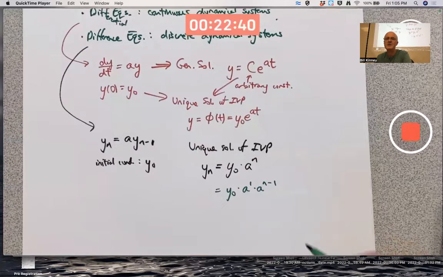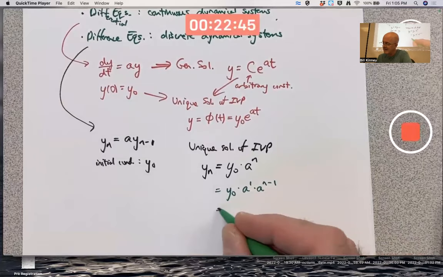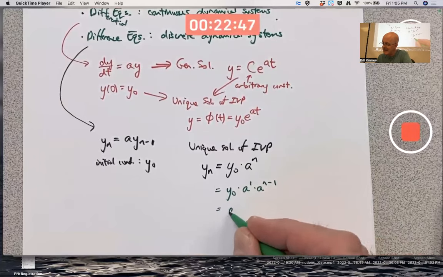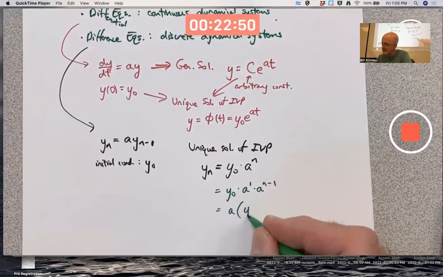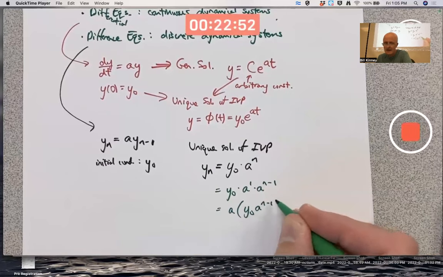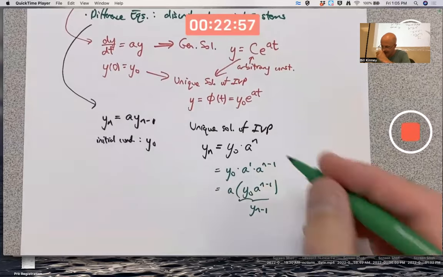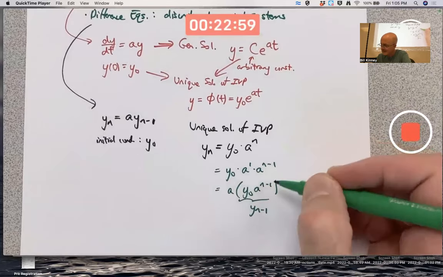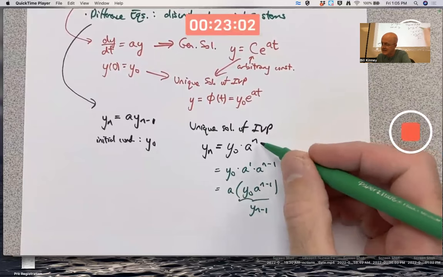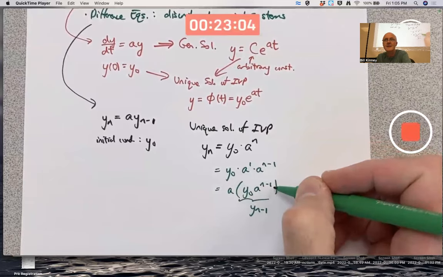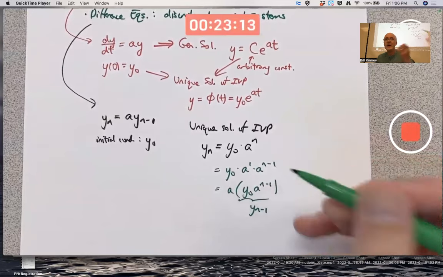Use the property of exponents to write that. Bring this a to the first out as an a in front. And then this thing is y sub n minus 1. If y sub n is this, then this is y sub n minus 1, because I'm just replacing n with n minus 1. It's a little weird, a little confusing perhaps, but at its heart, when you get it, it's very easy actually. No integration necessary.